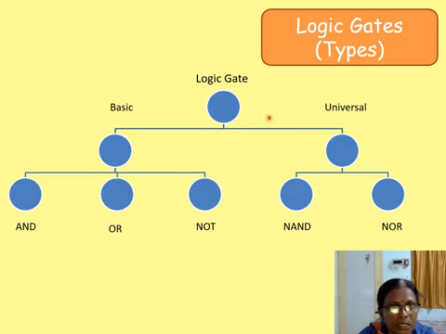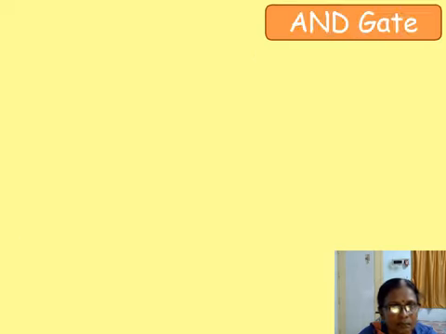Types of logic gates. Logic gates are classified into two types, basic logic gates and universal logic gates. AND gate, OR gate and NOT gate are called basic logic gates. NAND gate and NOR gate are universal gates.